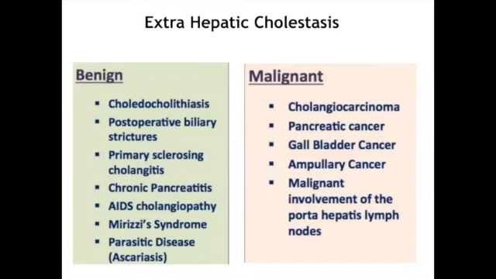So the extrahepatic causes of biliary obstruction, which a surgeon is very interested to know. The benign conditions include stone disease or biliary stricture or primary sclerosing cholangitis or chronic pancreatitis producing strictures of the bile duct or AIDS cholangiopathy or Mirizzi syndrome or parasitic disease. And malignancies including cholangiocarcinoma, pancreatic cancer, gallbladder cancer, ampullary tumor, or malignant involvement of the porta hepatis. All these can result in extrahepatic biliary obstruction.